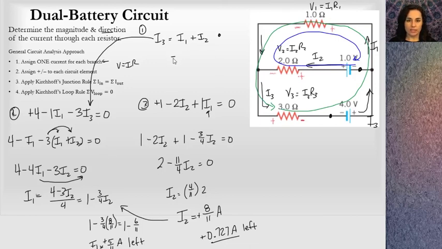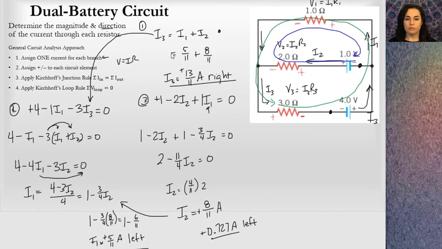Finally, I3, I can take these two values. I'm going to get I1, which is 5/11, and add on I2, which is 8/11. And so I3 is 13/11, bigger than both of them. It's got a positive sign as well, so I assigned it in the correct direction. And that means it's to the right in this problem. Okay, in that branch down there, it's to the right. So those are the three answers for this problem.